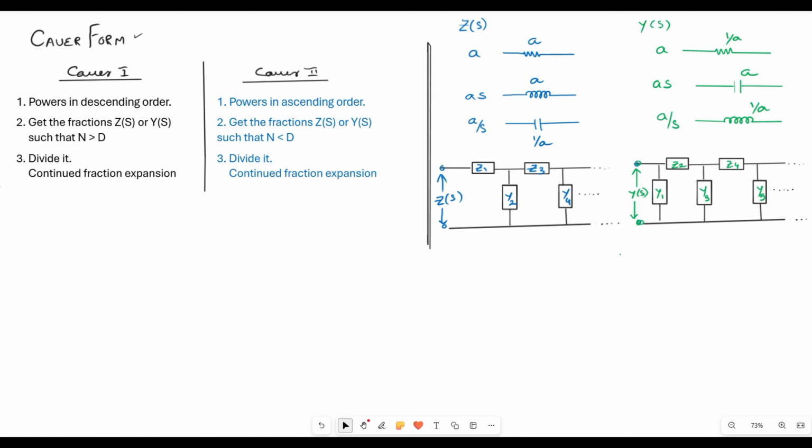In this video, we'll learn Cauer form realization, Cauer form 1 and Cauer form 2, the continued fraction expansion technique, and how to obtain the ladder network step by step.